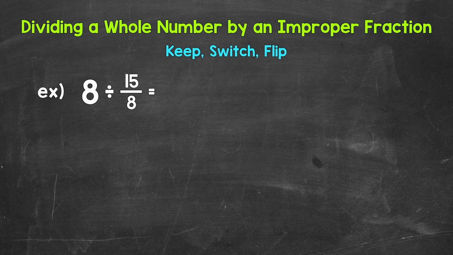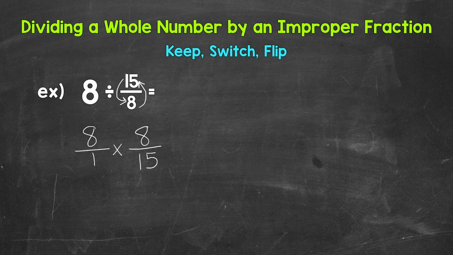So keep, switch, flip. Let's keep 8, and I'm going to write it in fractional form. That way we have a numerator and a denominator. And remember, we can write any whole number in fractional form by putting it over 1. So keep 8, and again, we wrote it in fractional form. Switch to multiplication, and then flip 15/8. So 8 is now the numerator, and 15 is now the denominator.